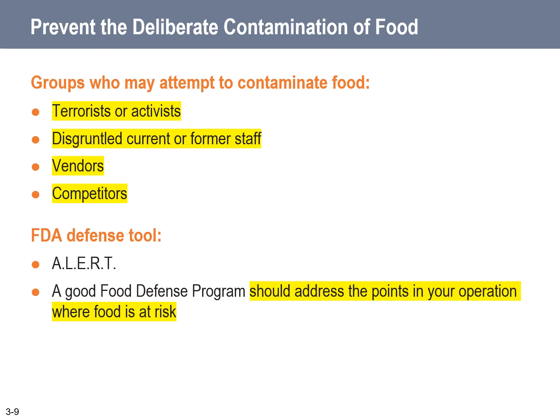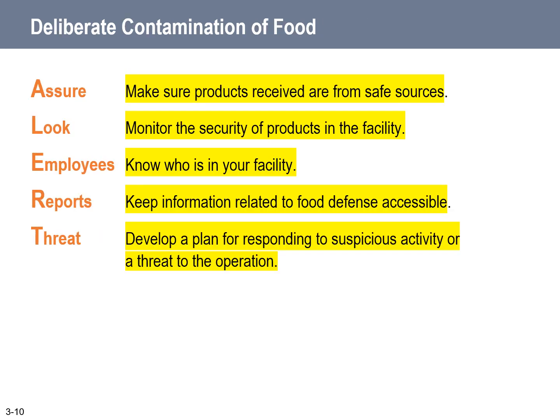The FDA, the Food and Drug Administration, has a defense tool called ALERT, A-L-E-R-T. A good food defense program should address the points in your operation where food is at risk: deliveries, storing. The program pretty much makes you have safe food at all times. So ALERT, what does it stand for? Assure, look, employees, reports, and threats.